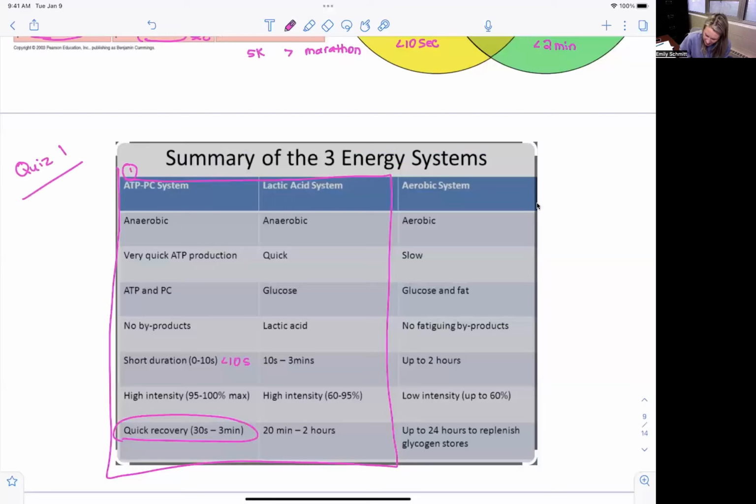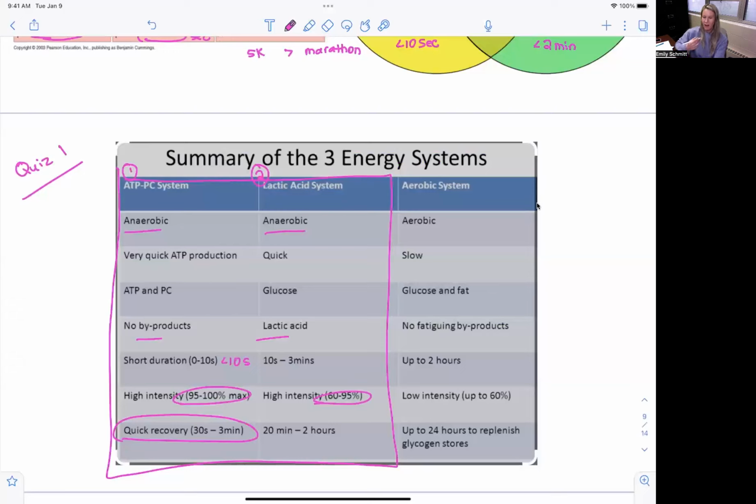So we know that this ATP-CP system is anaerobic. We know that the lactic glycolysis system is also anaerobic. We talk about ATP production. We talk about byproducts produced. We talked about how long this energy lasts for. So really keep this graph in the back of your pocket. We haven't talked much about intensity in this class yet, and this will definitely be a theme and something that we continue to talk about.